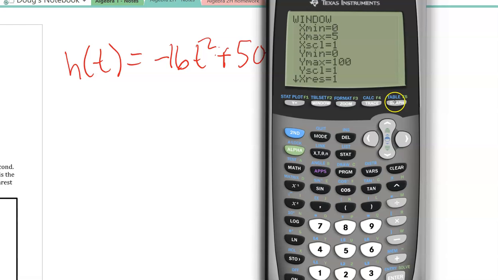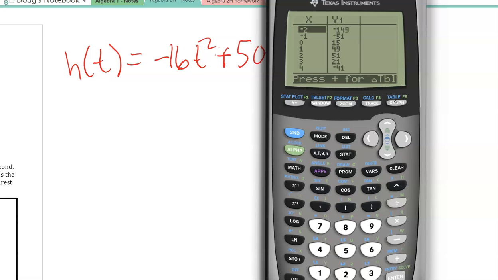Now let's go ahead and hit graph and see what this looks like. So here's our launch of our water balloon. We see it launches from 15 feet off the ground, it arcs up, and then it comes down to the ground. The question asks us to find the time it takes the water balloon to hit the ground level. That will be a 0 at the end of our graph. So let's take a look at our table.